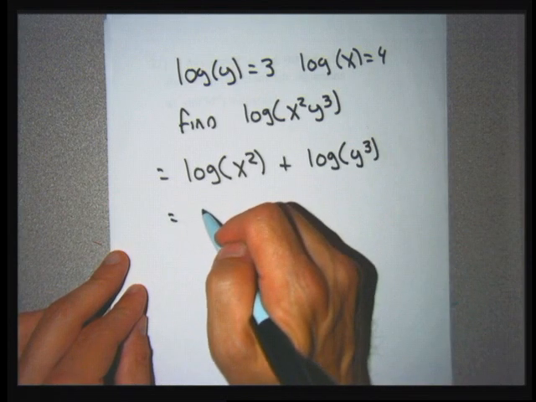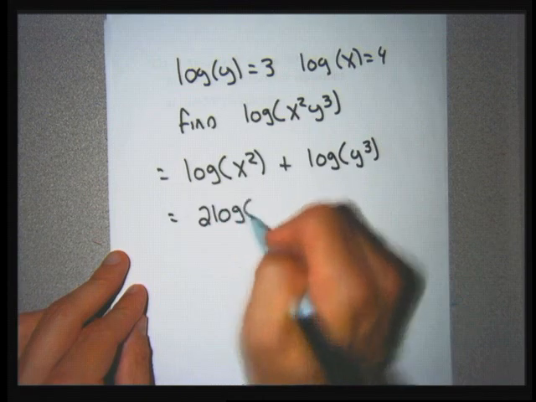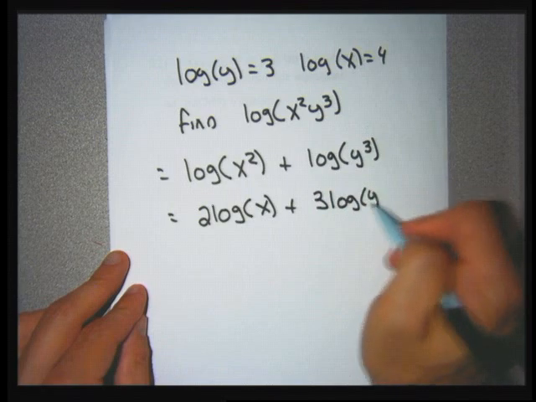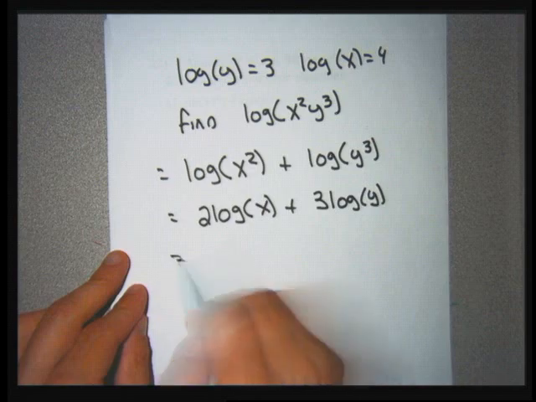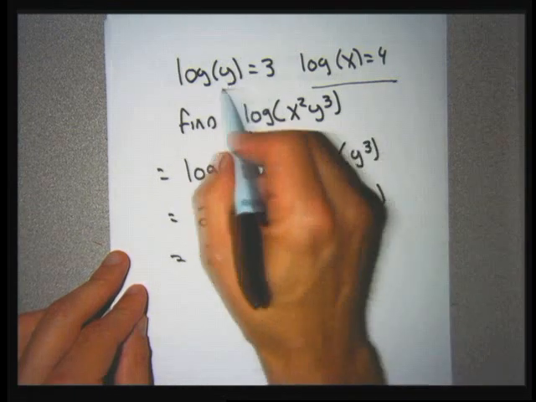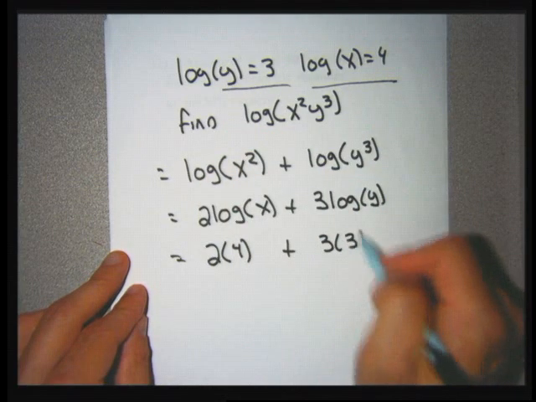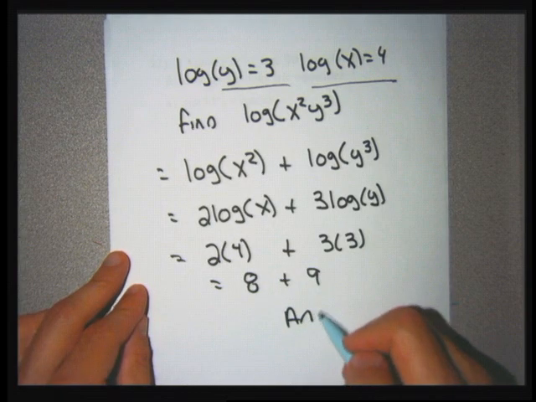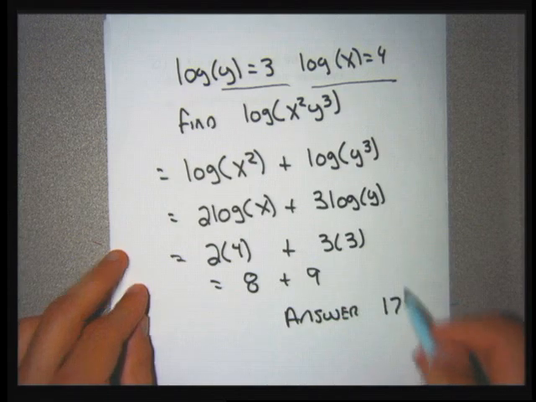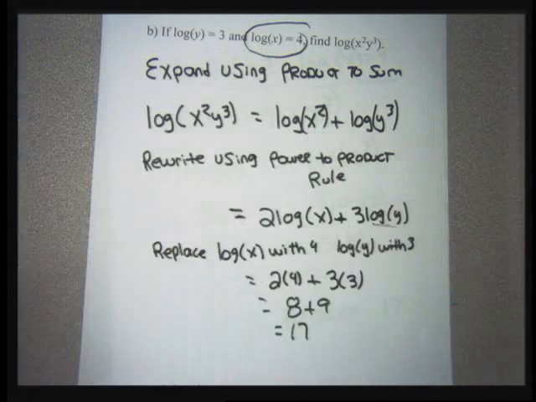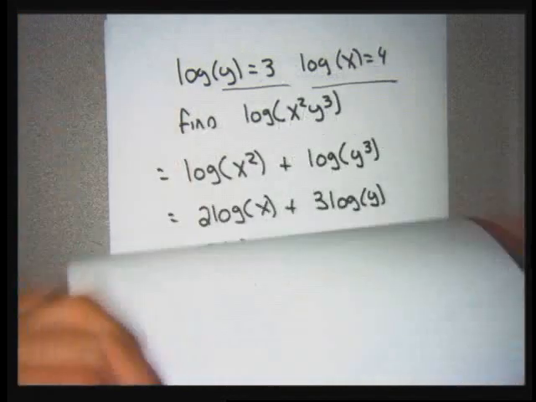Now I'm going to use the power to product rule, make this 2 times the log of x plus 3 times the log of y. In place of the log of x, I'm going to put the number 4. In place of the log of y, I'm going to put the number 3. I'm pretty comfortable that the answer is 17, and that when I wrote my key, I don't know what I was doing, but I believe the answer to 21b is 17. I'll double, triple check myself before I post this video online. I assume it's right.